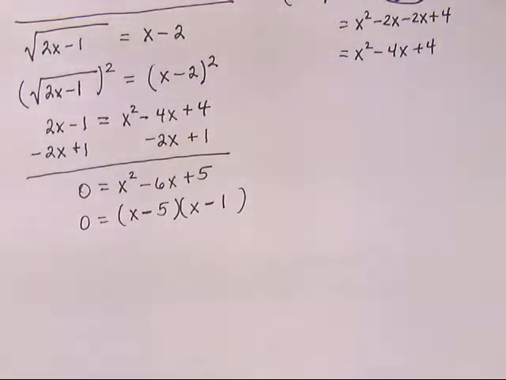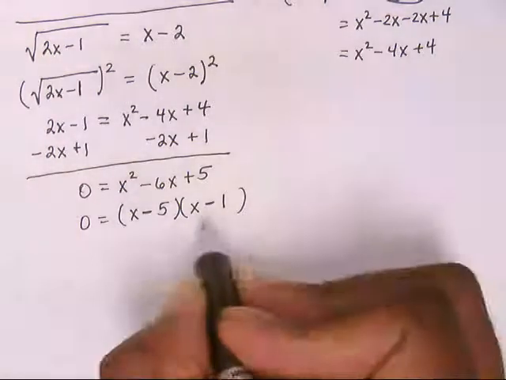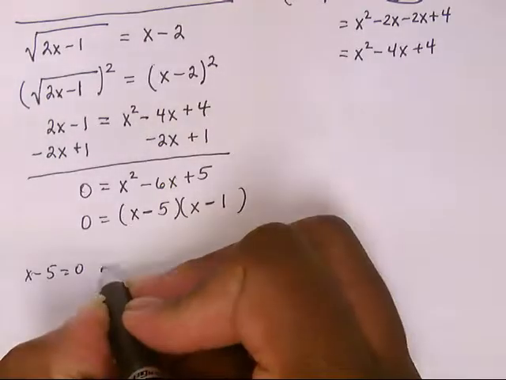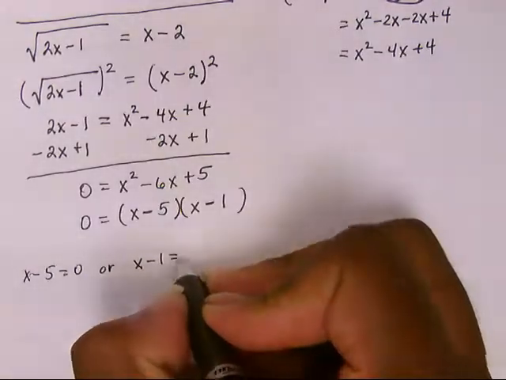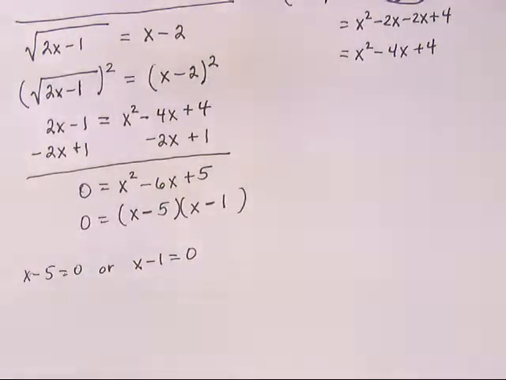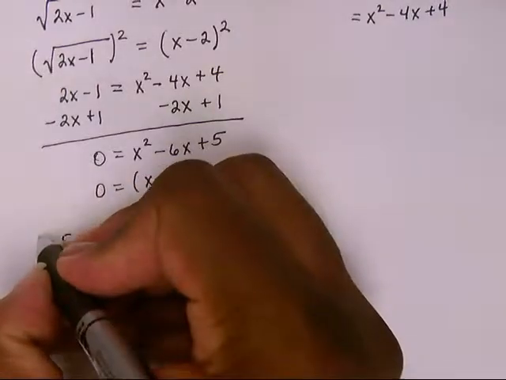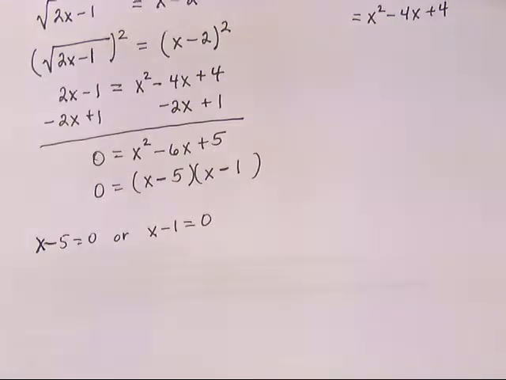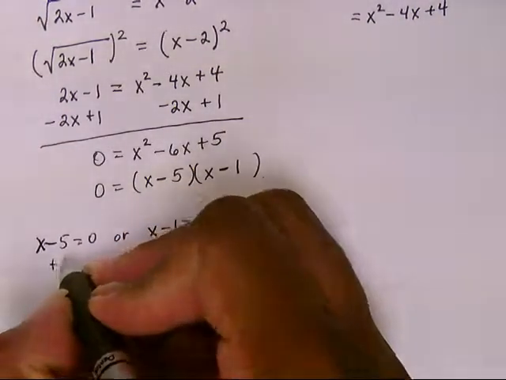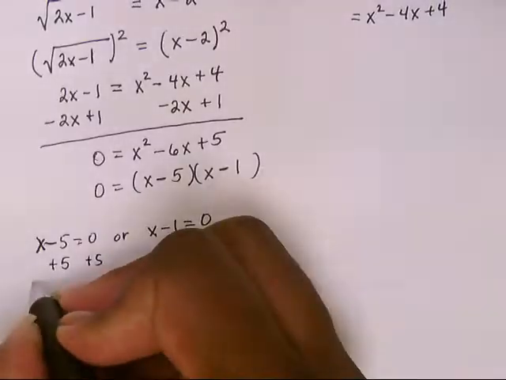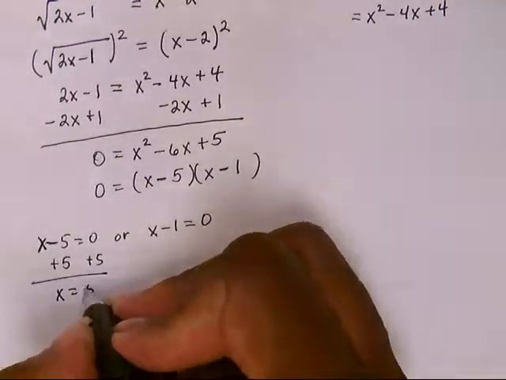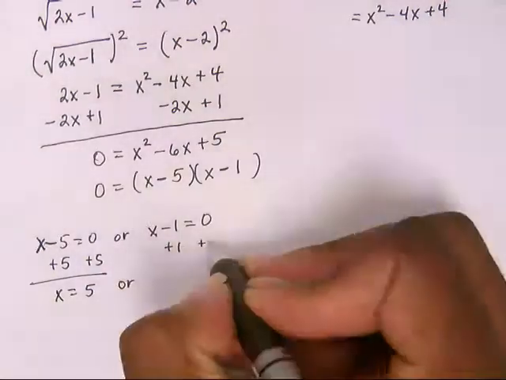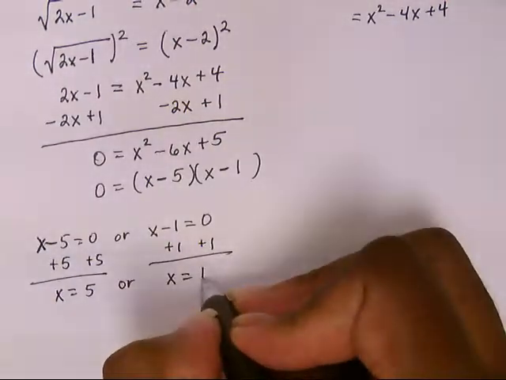Now I can set each binomial factor equal to 0. So this means x minus 5 equals 0, or x minus 1 equals 0. And then for each equation, I'm going to solve for x. For the x minus 5 equal to 0, if I add 5, you're going to get x is equal to 5. Or, for the x minus 1 equal to 0, add 1, you're going to get x is equal to 1.